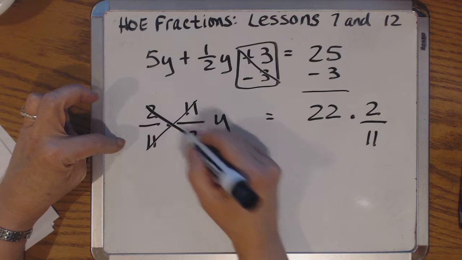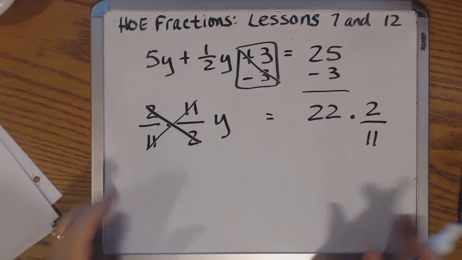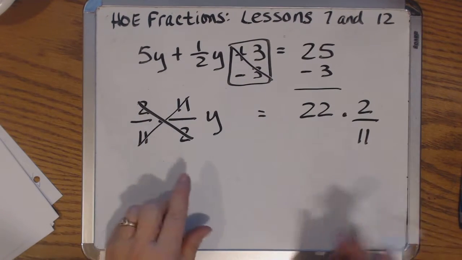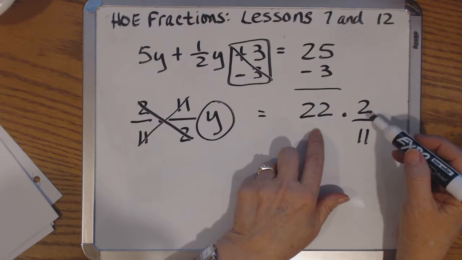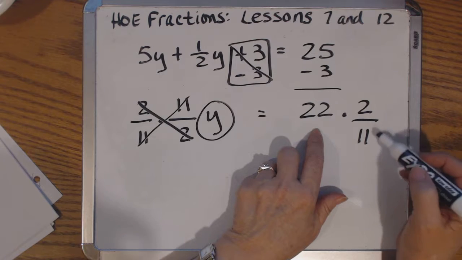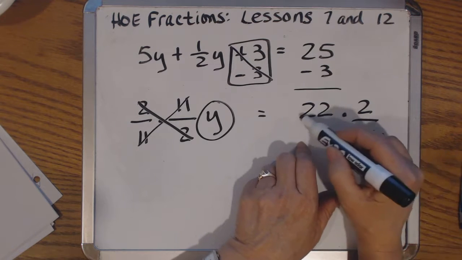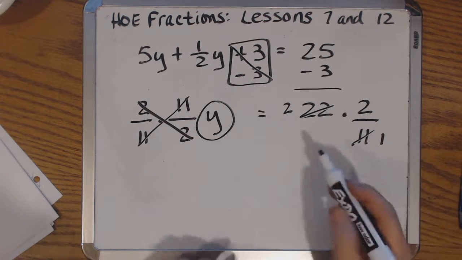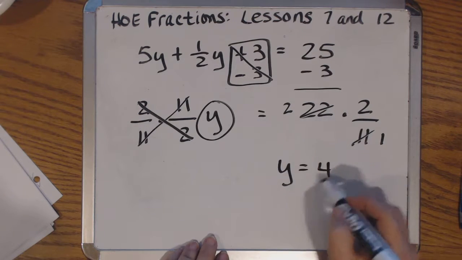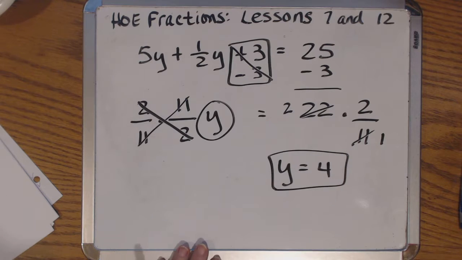Okay? So this is a technique we're definitely going to be using a lot next year. Now y is all by itself. y is going to equal 22 times 2 over 11. And again, if you remember how to handle your fractions, I can cross cancel here. I get 2 times 2, y is equal to 4, and I've solved for y. Obviously, we want the half. It'll be half of 4. It'll be 2. Okay? So that's how we're doing lesson 7.